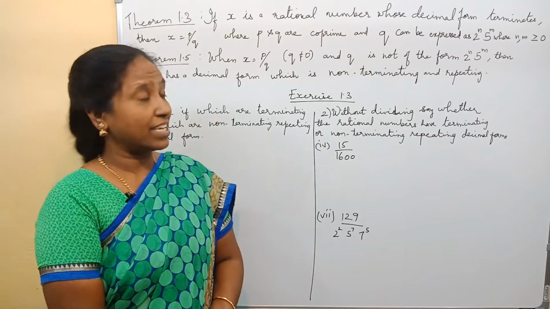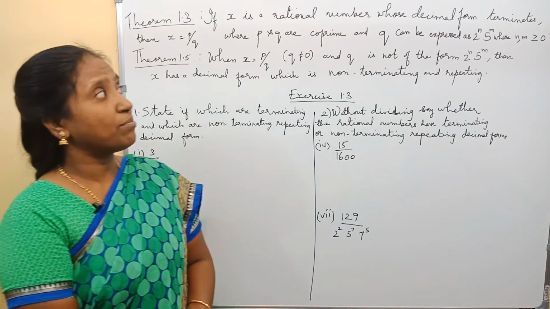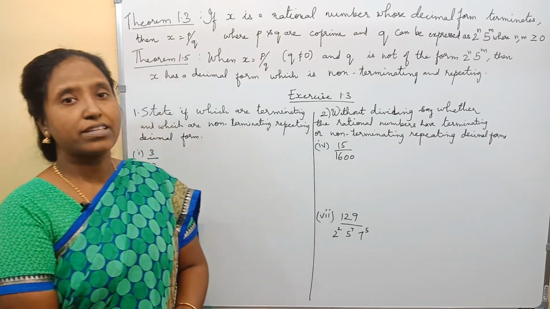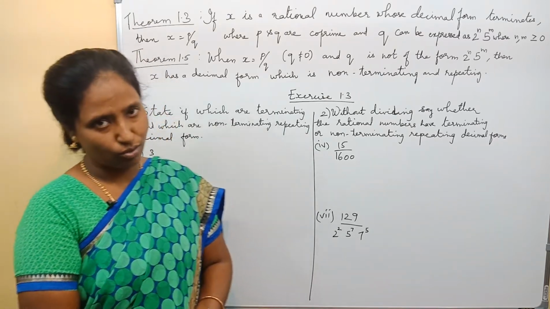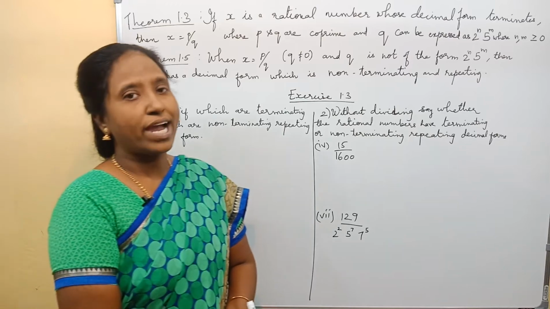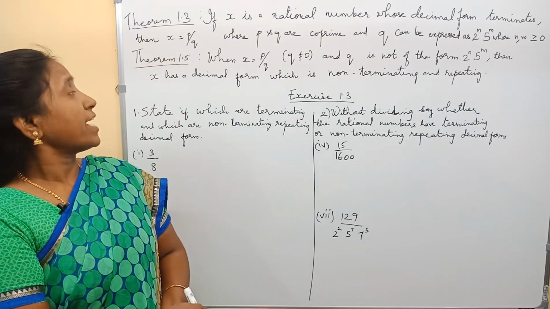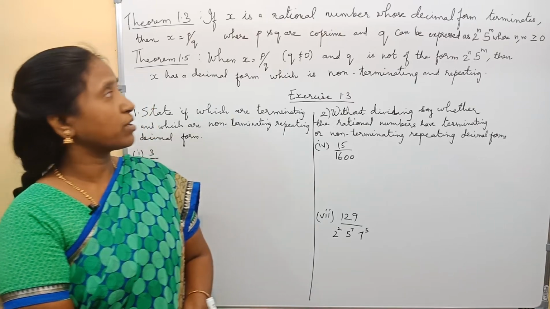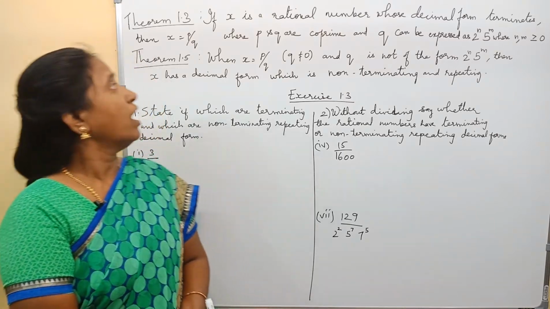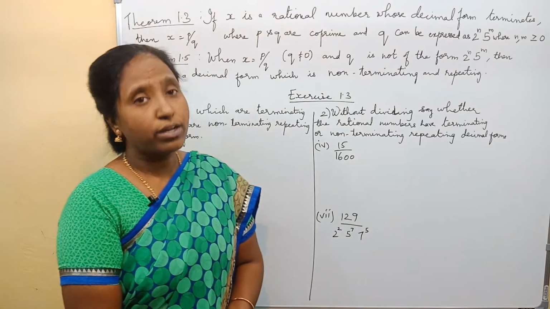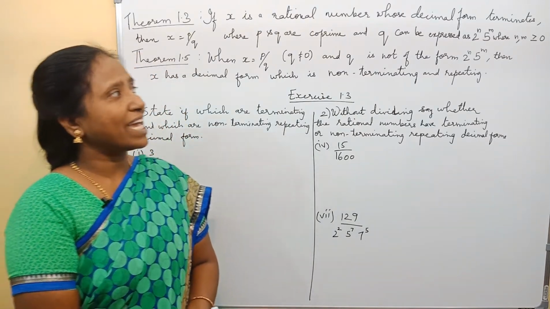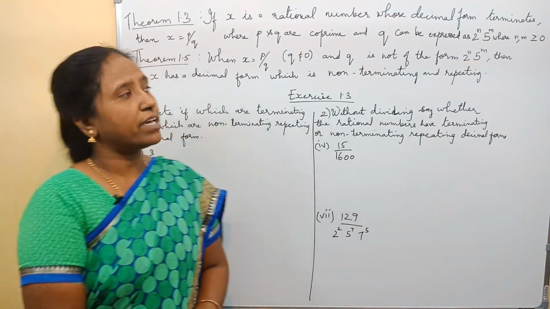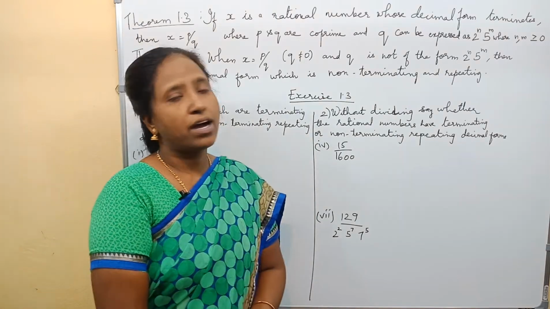Theorem 1.3 says, if x is a rational number whose decimal form terminates, meaning it stops after the decimal point while dividing, then x equals p by q. That means it's a rational number where q is not equal to 0, where p and q are co-prime, and q can be expressed as 2 power n 5 power m, where n and m are greater than or equal to 0.